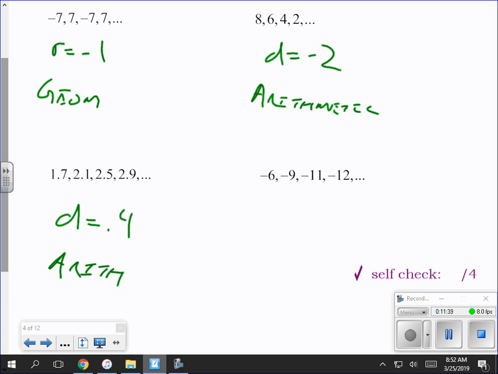And then the next one, -6, -9, -11, -12. To go from -6 to -9, I would need to subtract 3, or subtract 2, subtract 1. No, this is neither. Okay, fairly straightforward.